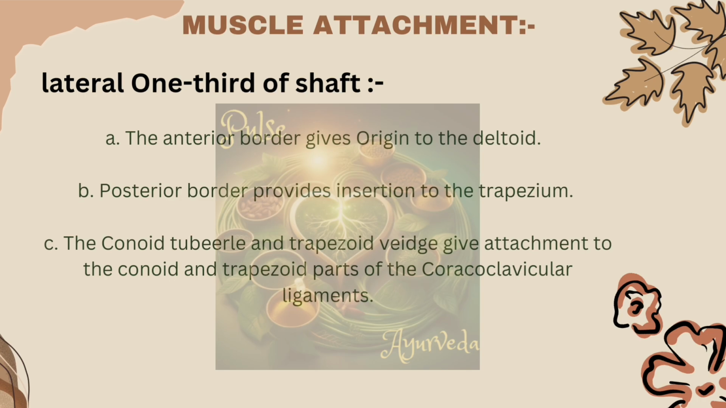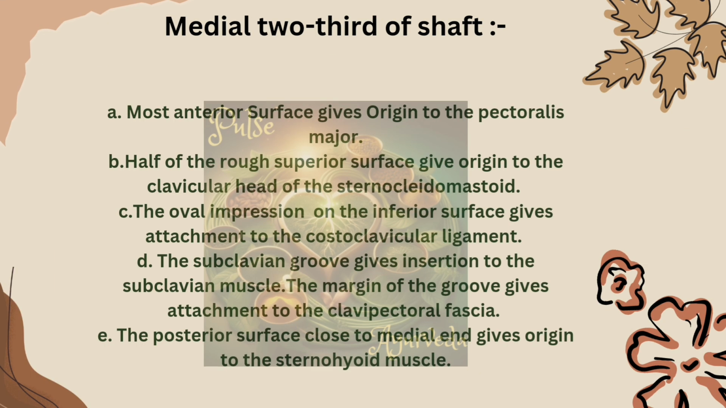Then the muscle attachments of the lateral 1/3 of the shaft. The anterior border gives origin to the deltoid. The posterior border provides insertion to the trapezius. The conoid tubercle and trapezoid ridge give attachment to the conoid and trapezoid parts of the coracoclavicular ligament. We can see all this in the image, where the muscle attachments are given. These are very important.